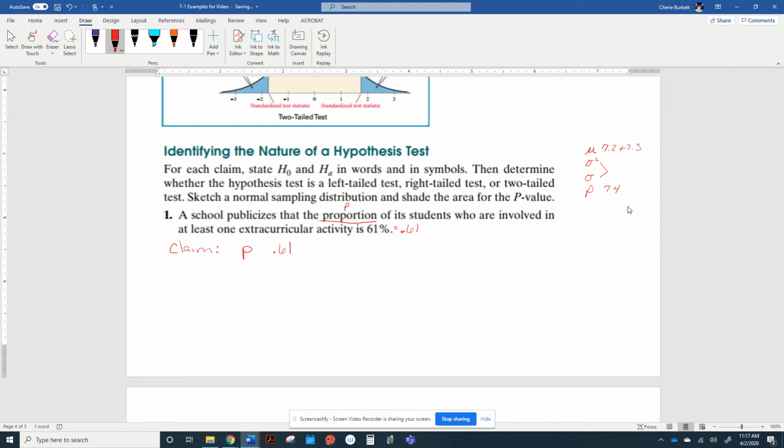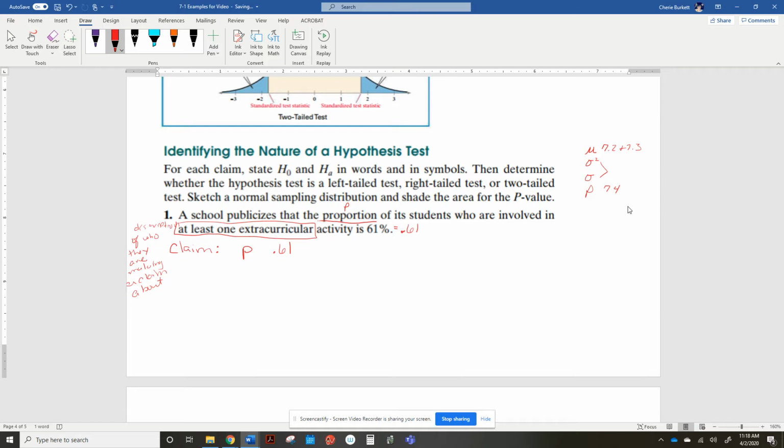A school publicizes, so the school is claiming that students who are involved in at least one, be careful right here, you guys. When it says at least one, some people are going to say, oh, at least, that means greater. That's not talking about the proportion, that's describing who they're talking about. At least one right there is a description of who they are making a claim about. This is not describing the proportion. They're saying that the kids they're talking about are in at least one extracurricular activity. It doesn't have anything to do with this, okay?